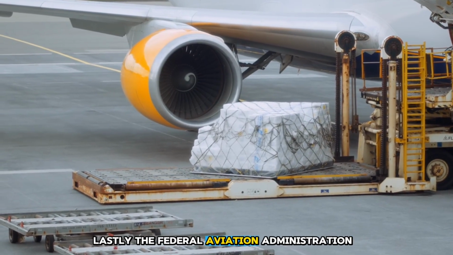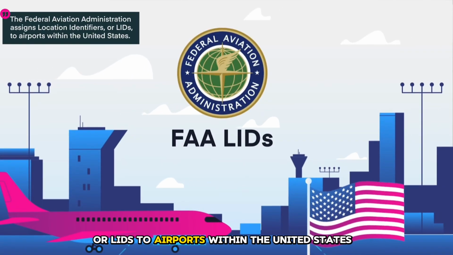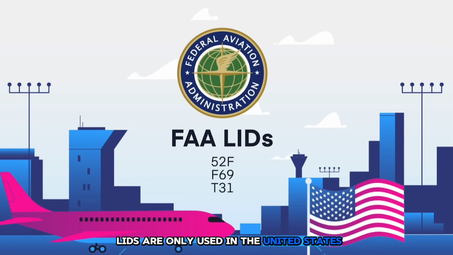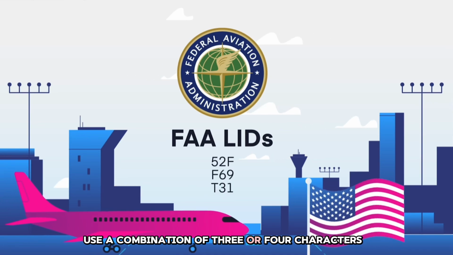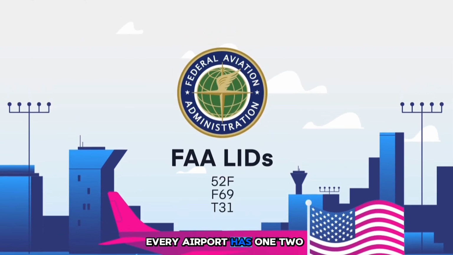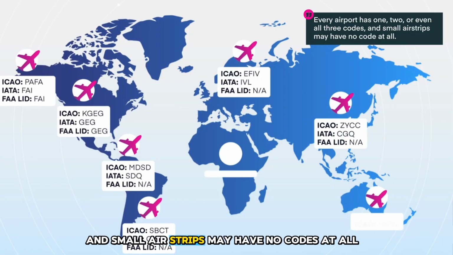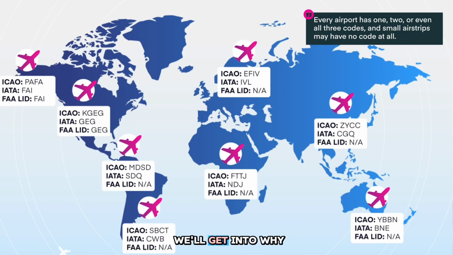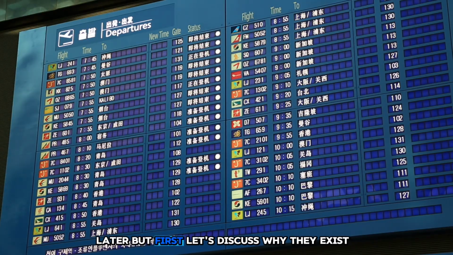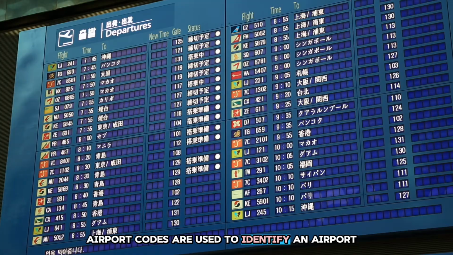Lastly, the Federal Aviation Administration assigns location identifiers, or LIDs, to airports within the United States. LIDs are only used in the United States. They use a combination of 3 or 4 characters, including letters and numbers. Every airport has 1, 2, or even all 3 of these codes, and small airstrips may have no codes at all. We'll get into why there are so many different types of airport codes later, but first, let's discuss why they exist. In a nutshell, airport codes are used to identify an airport.